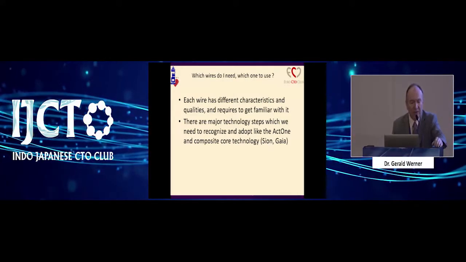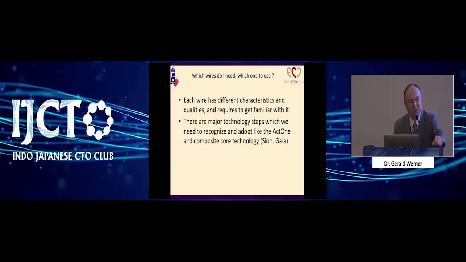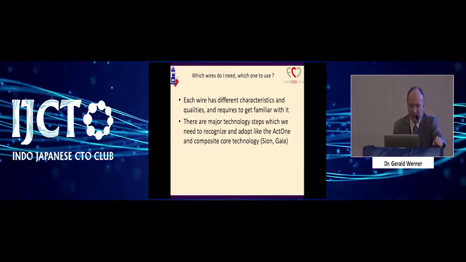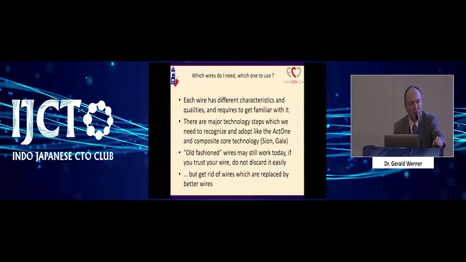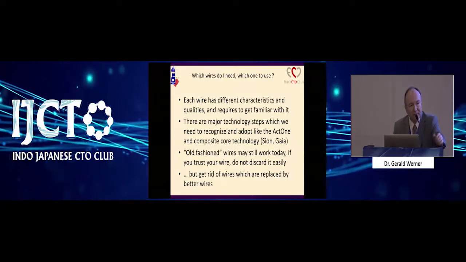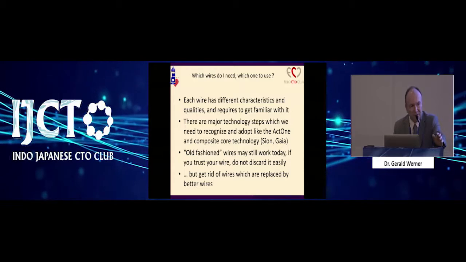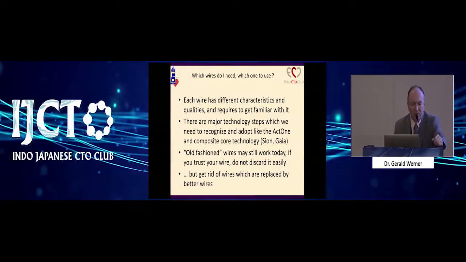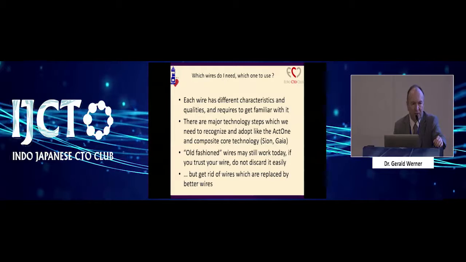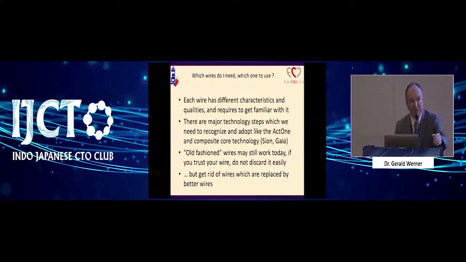They have the Act 1 technology, the composite core, which goes into the Xeon, and Gaia wire construction. But we still have old-fashioned wires around, like the Ultimate, like the Confianza. Some of them we still need, but you should get rid of wires which are replaced by better wires. I don't see any place for Miracles anymore, except maybe for the Miracle 12.